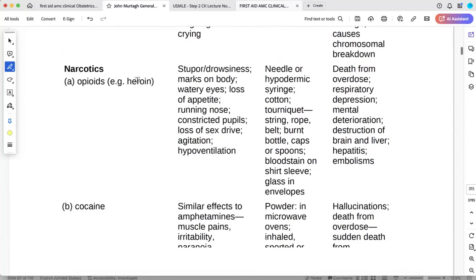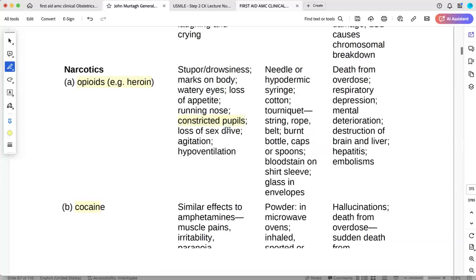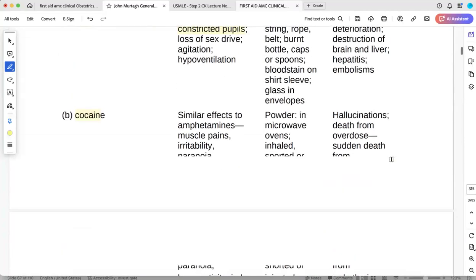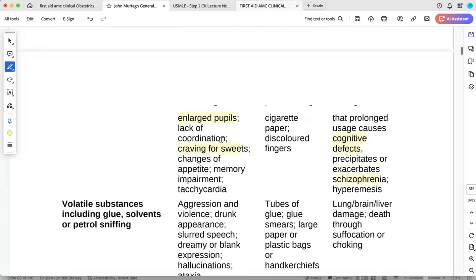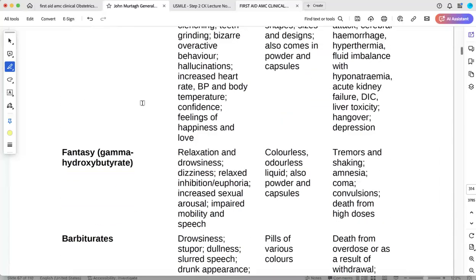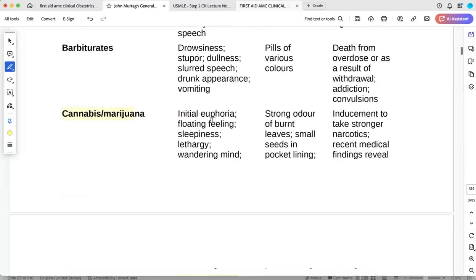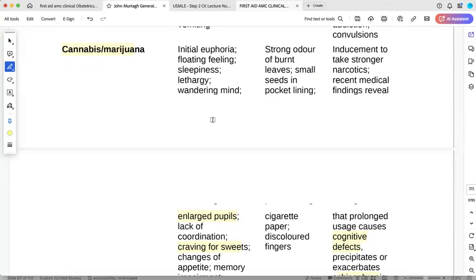As part of narcotics, opioids and cocaine are important to remember. For a patient who takes opioids like heroin, you might find that they have constricted pupils, which is a very important finding. This kind of patient can have respiratory depression, and that can cause death. So that's basically what comes in the exam: heroin, cocaine, then marijuana or cannabis, ecstasy or any other amphetamines. Okay, so you just need to know what the physical symptoms of taking these substances are and what the dangers are.